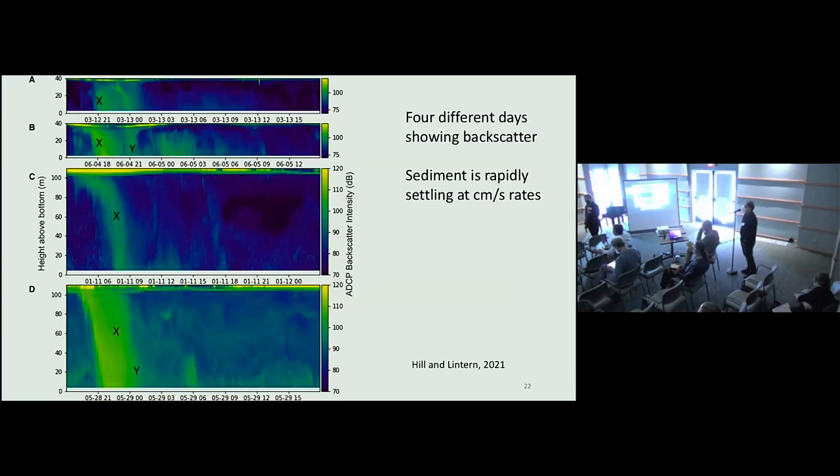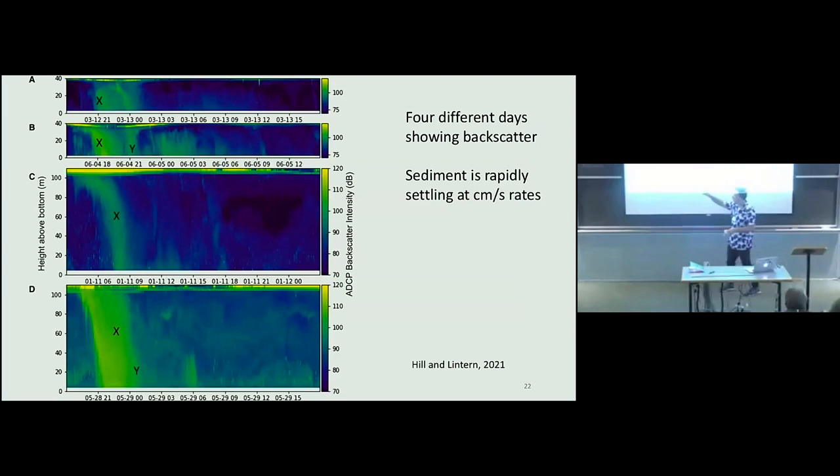The bit that's exciting about this is that however way you do it, this looks a lot faster than flocculation. Yes, so that's great. As far as I'm aware, this is the first real solid observation of this in the field. So it's kind of exciting.